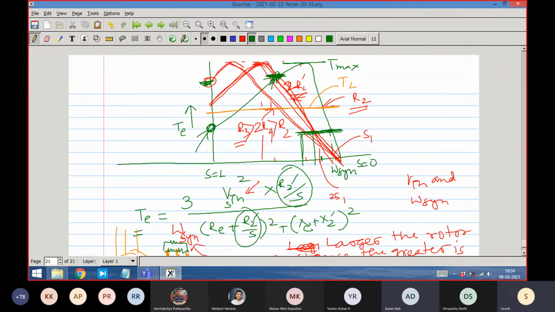Okay, sir, got it. Means if we increase the resistance, the graph actually shifts to the left part. Yes, it shifts, so it will intersect the y-axis at a higher point. Okay, sir, understood. So that is the basic point.